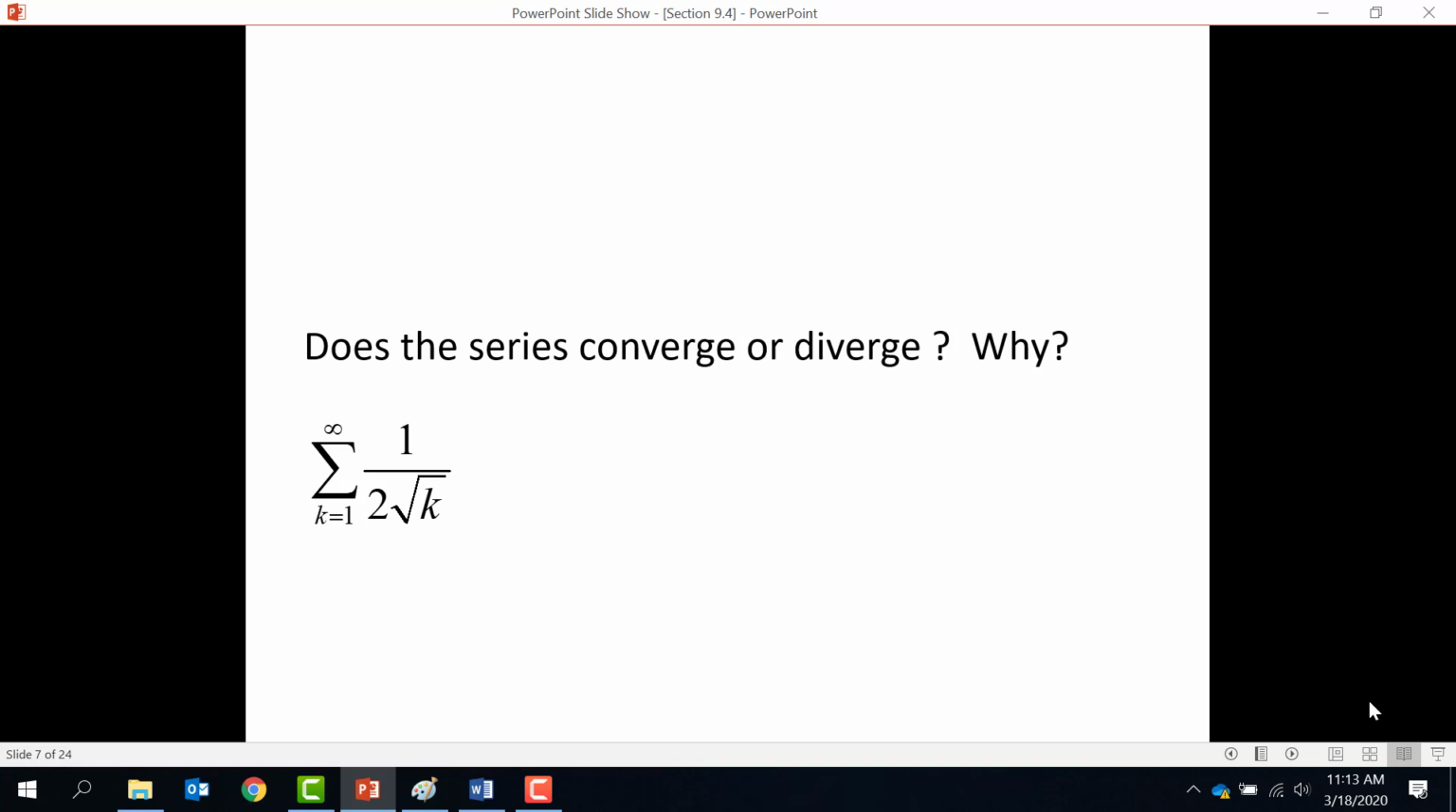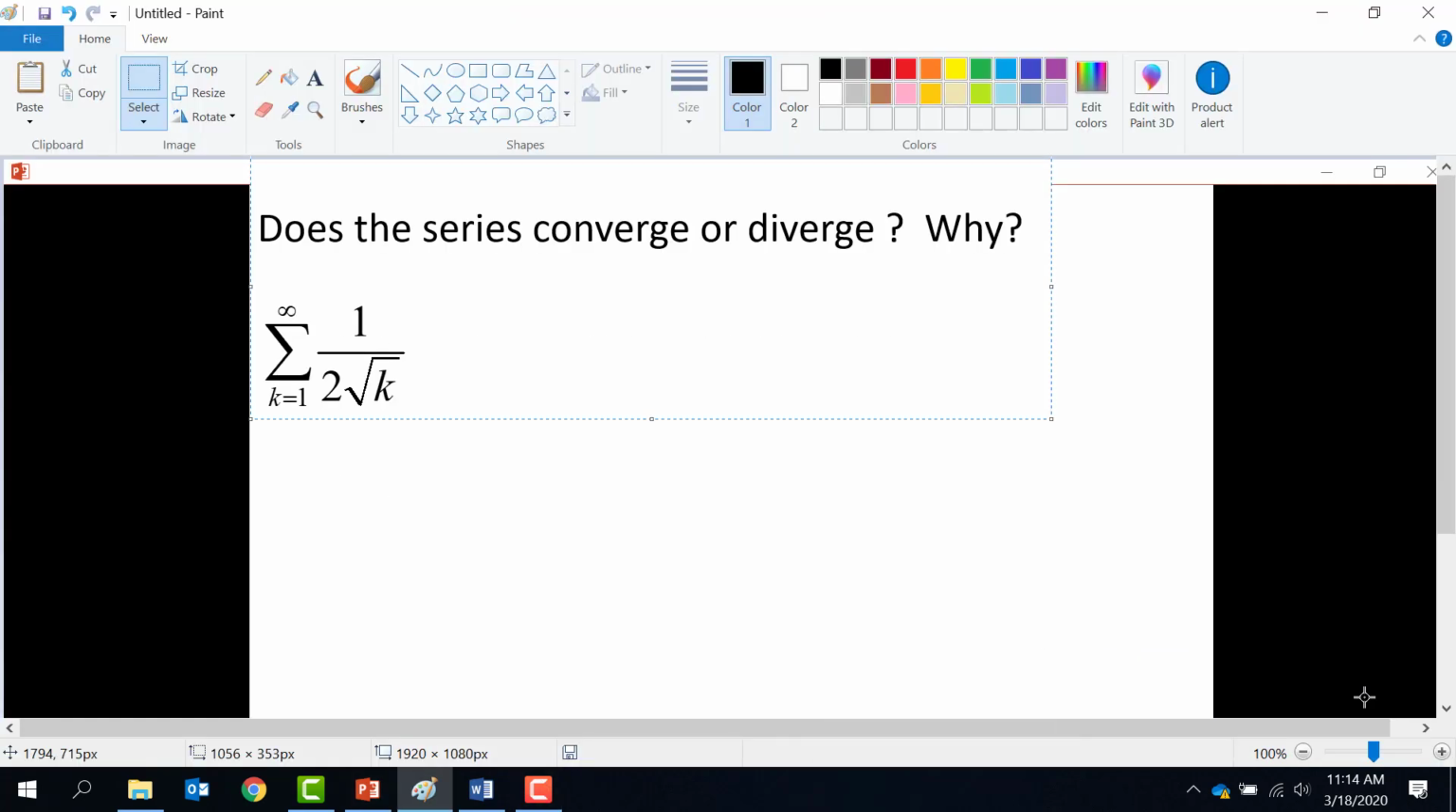Now, let's look at the next slide. On the next slide, we have this series. Take a moment to decide what you think this series should do. The summation from k equals 1 to infinity of 1 over 2 times the square root of k. And again, we only have two series that you should know. You should know the p-series and you should know the geometric series. So decide what this does.